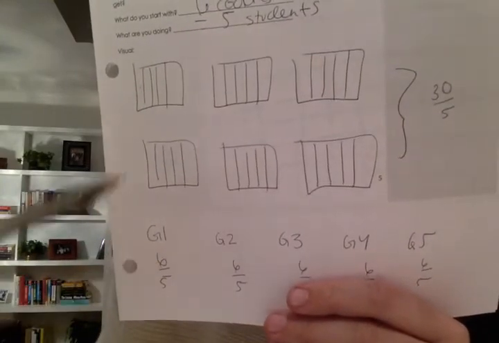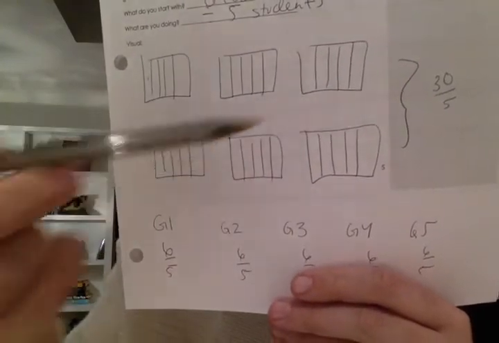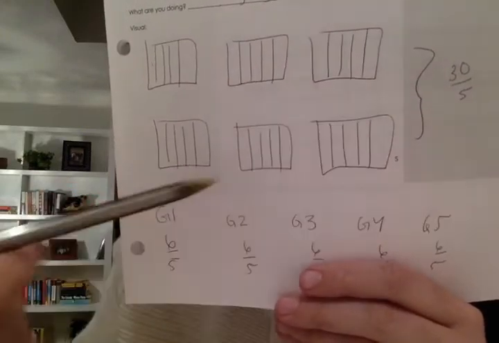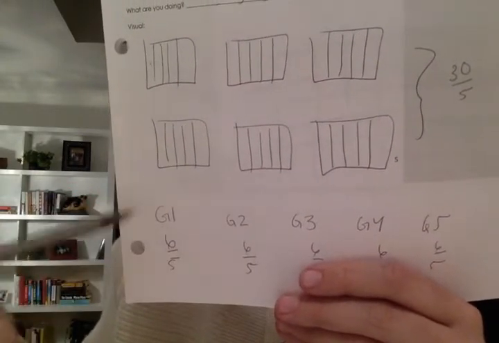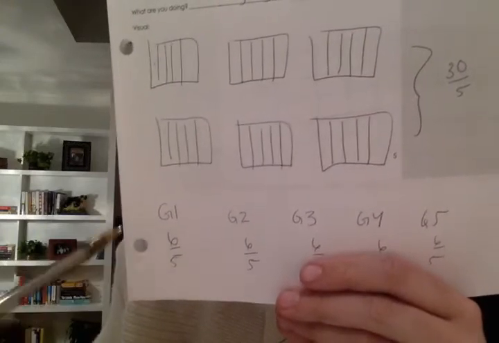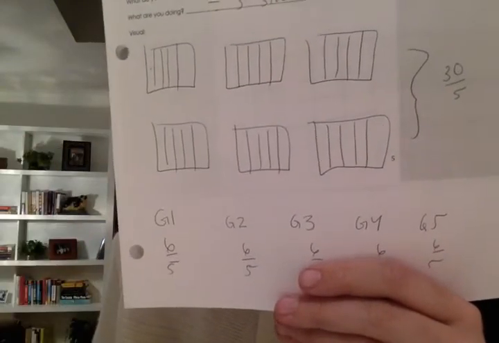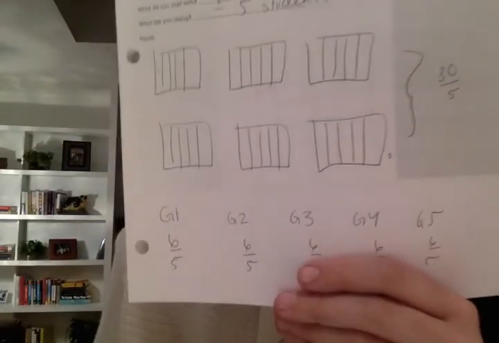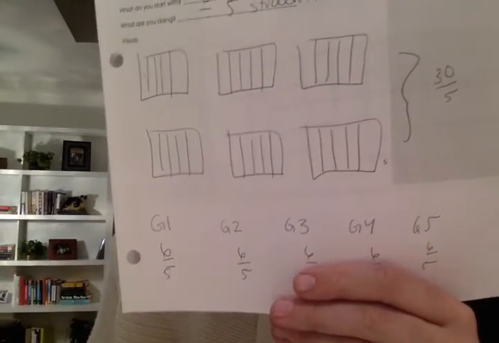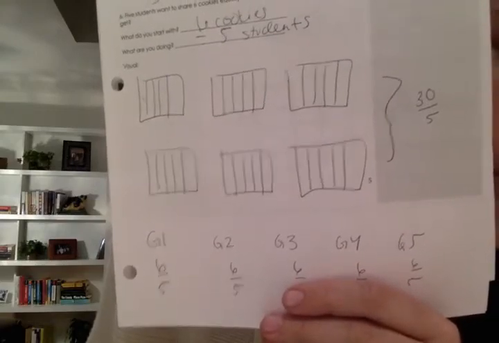So this one person is going to get 1 piece from this cookie, 1 piece from this cookie, 1 piece from this cookie, 1 piece from that, 1 piece from that, and 1 piece from that. So this person, group 1, is going to get 6 pieces. And each of these single pieces has a value of 1/5 of a cookie. So each scholar will get 6/5 of a cookie. The equation for this is 6 divided by 5.